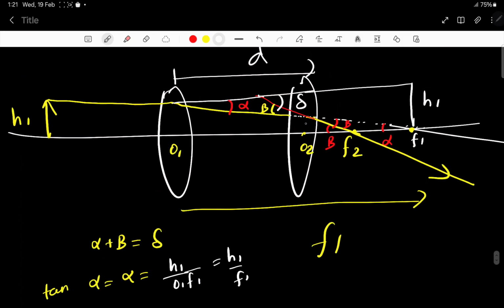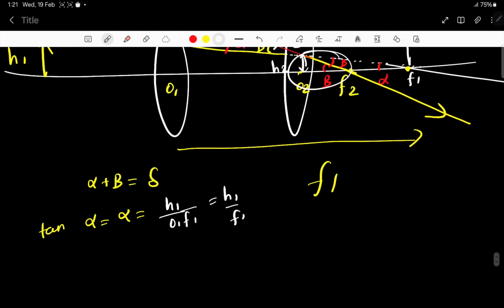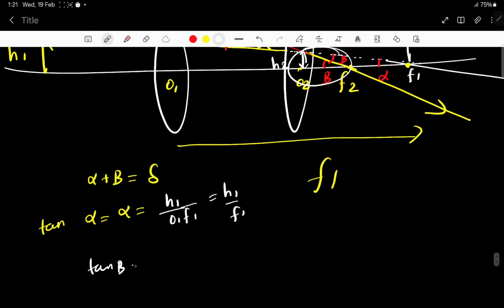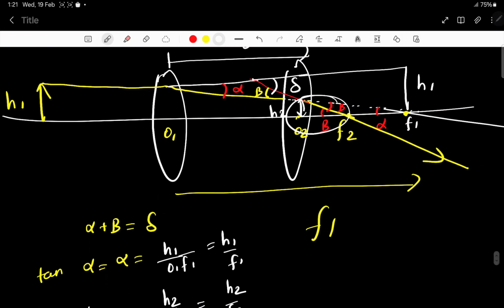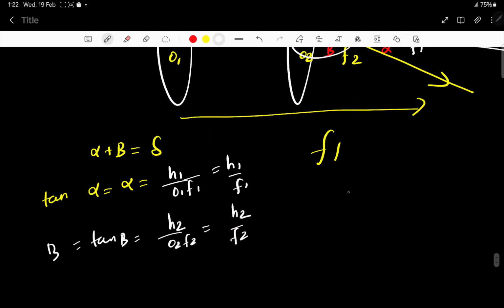Similarly, if you consider this part of the triangle, and we call this height H2, you can see very clearly that tan beta is equal to the opposite side H2 over the adjacent side O2 F2, which is F2 itself. So H2 by F2. Tan beta is approximately equal to beta itself; for small angles this approximation is valid. So if I sum alpha and beta, I get H1 by F1 plus H2 by F2 equal to the deviation angle.